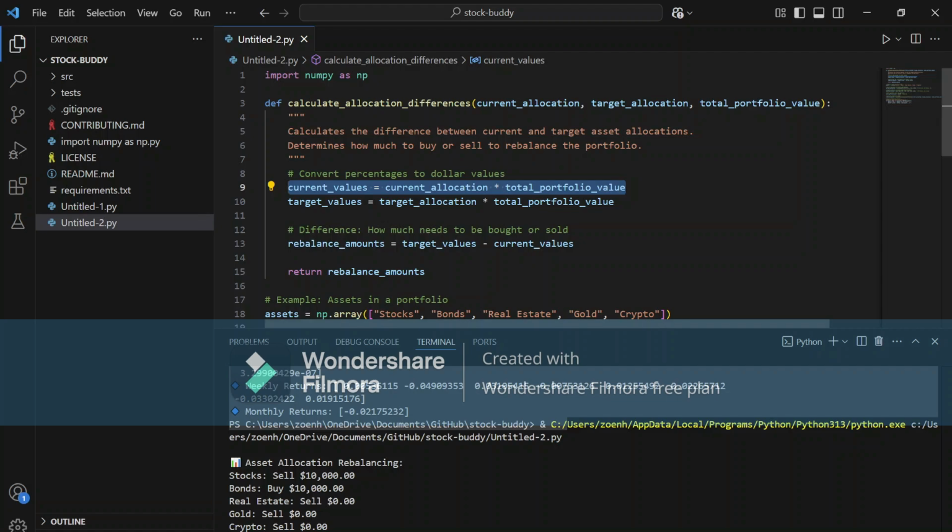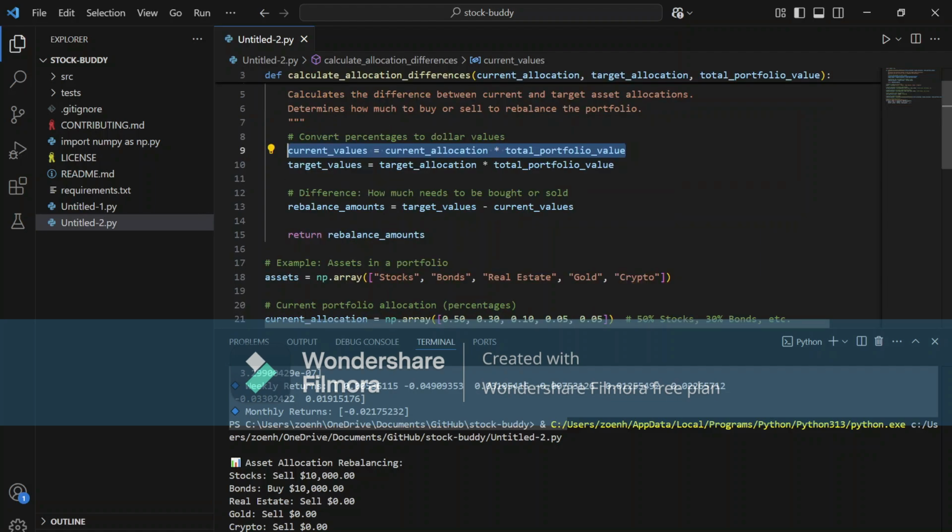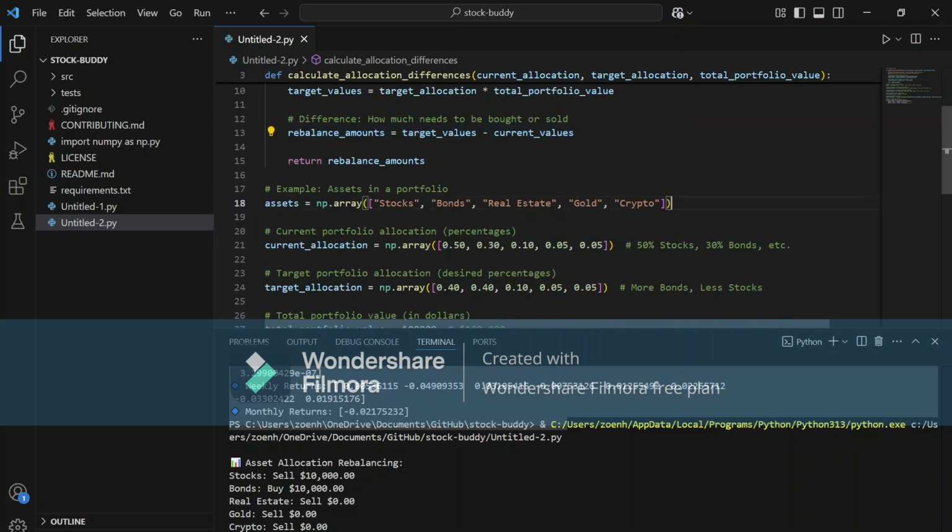So the next step, we want to find out how much to buy or sell. So we have a rebalancing amount equals our target values minus our current values. It subtracts the current money from the target money, and if it's positive, you buy more, and if it's negative, you sell some. All right, moving on to the next step, we have our assets. We're just storing these names here and creating an array. Each one represents a different type of investment. This helps us label and track different types of investments.